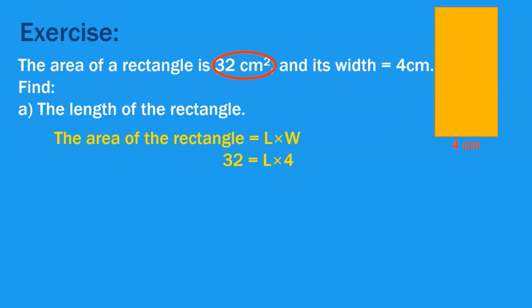So what multiply 4 equals 32? Or divide 32 by 4. 32 divided by 4 equals 8. So the area, which is 32, equals 8, which is the length, multiply 4, which is the width. So now we know the length is equal to 8.